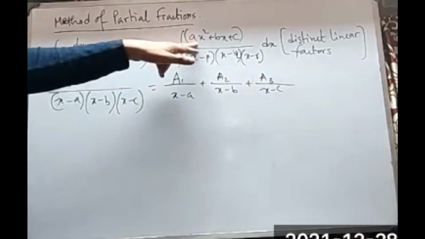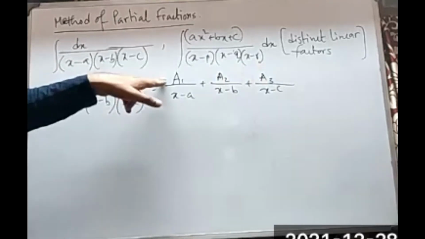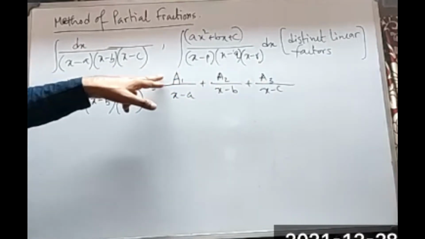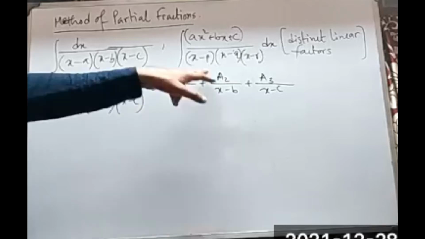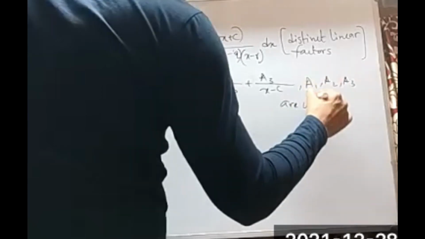There is a quadratic expression here, but still we are not going to take anything in the numerator. Here the numerator on the right hand side should be only A1 by one linear factor, A2 by one linear factor, A3 by one linear factor, where A1, A2, A3 are unknown constants.